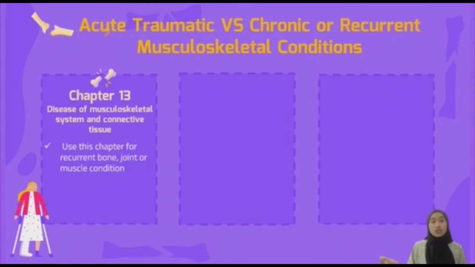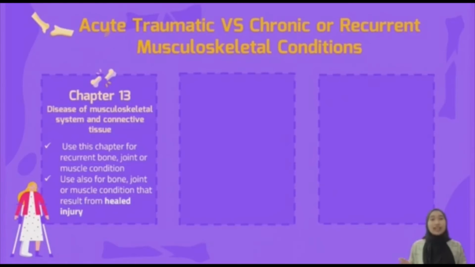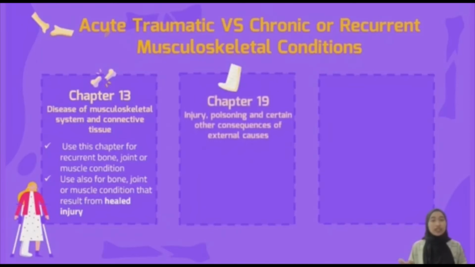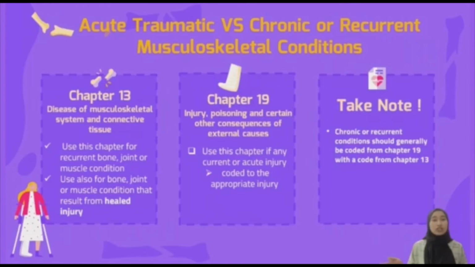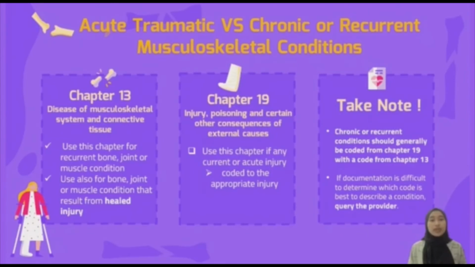Usually, bone, joint, or muscle conditions that result from a healed injury are found in Chapter 13, as well as recurrent bone, joint or muscle conditions. However, a current acute injury should be coded from Chapter 19 with the appropriate injury code. Here, we should take note that any chronic or recurrent condition must always be coded with a code from Chapter 13, and as mentioned before, bone, joint or muscle conditions resulting from a healed injury are also coded from Chapter 13. But if it is difficult to determine which code best describes the condition from the documentation in the record, querying the provider is a must.